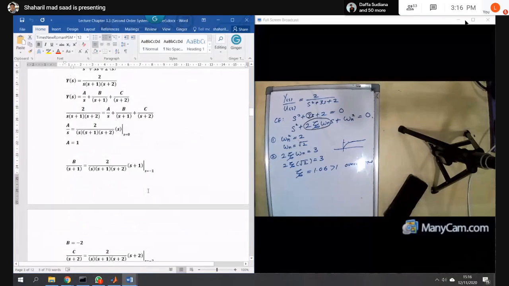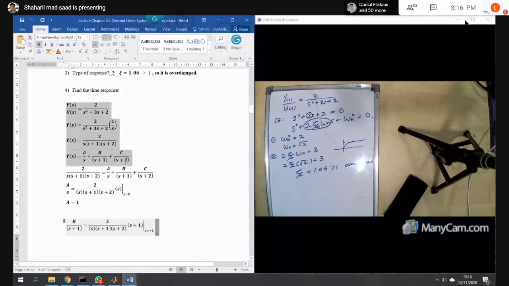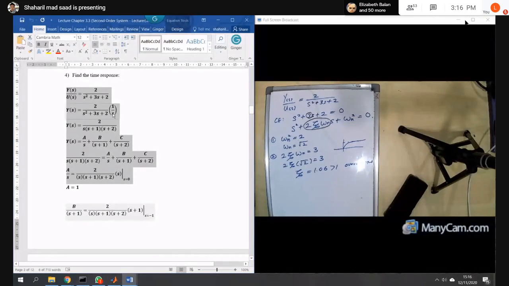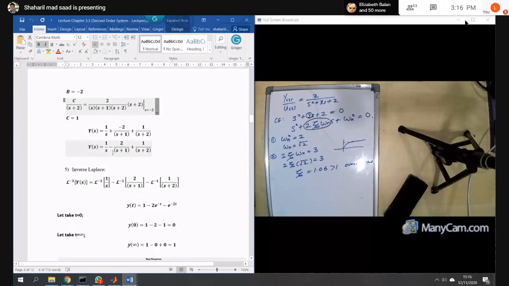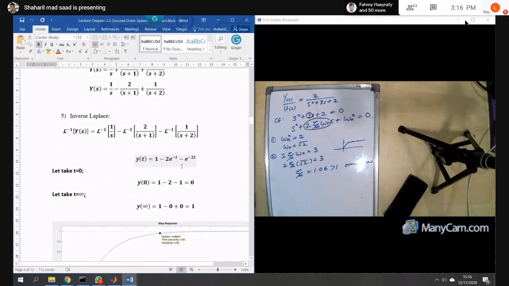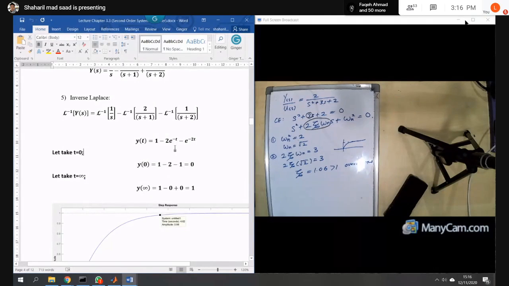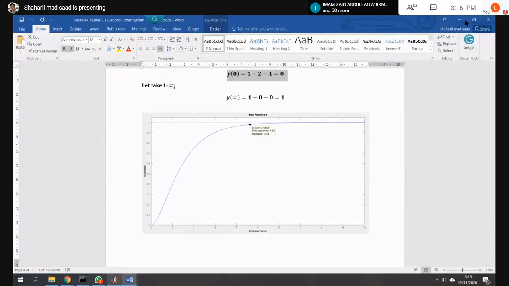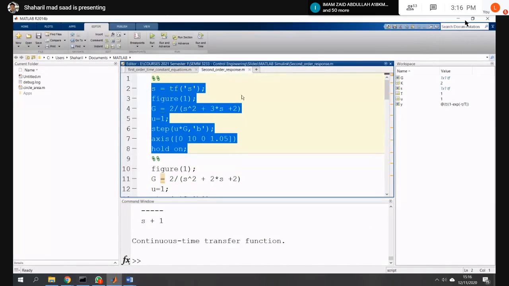Then you can solve it by using partial fractions again. For example, if your input is a step input, you can solve it, and after that use the inverse Laplace again. Then you will get the final equation, and then how to plot it? Maybe you can put t equal to 0 first, you get y equal to 0, and at t equal to infinity you get 1. Or you can use MATLAB in order to plot it. I will show you the MATLAB here.